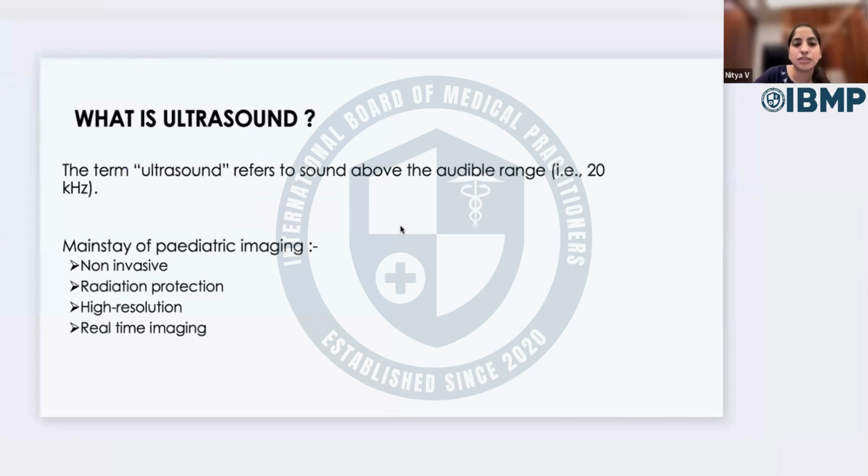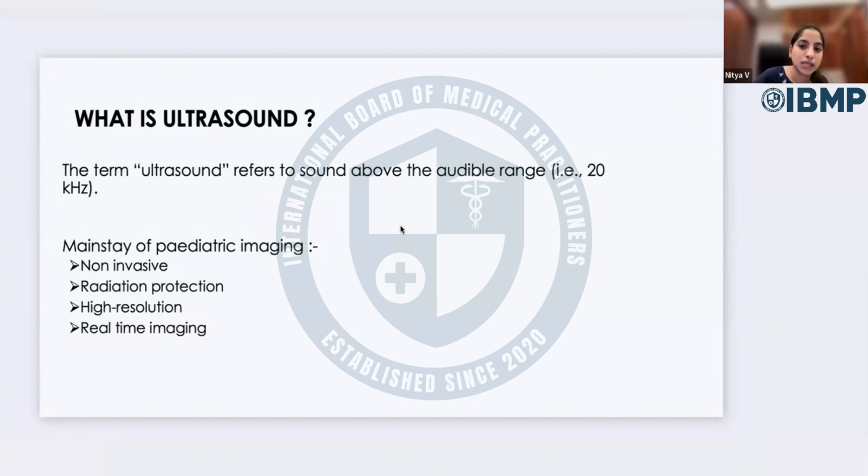We often come across a common question asked by patients, by medicos, and by non-medicos: whether ultrasound is harmful for the child or the adult, or whether it is emitting any harmful radiations or not. The answer is no, it is not emitting any harmful radiations. Why? Because it is using sound energy, which is above the audible range. That is why we don't hear those sounds.